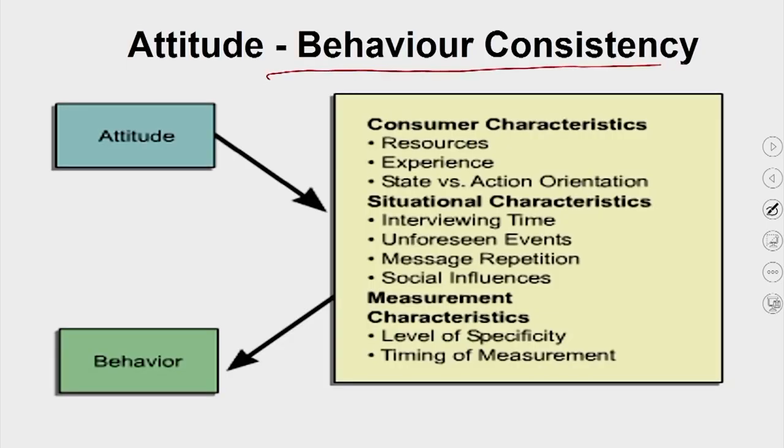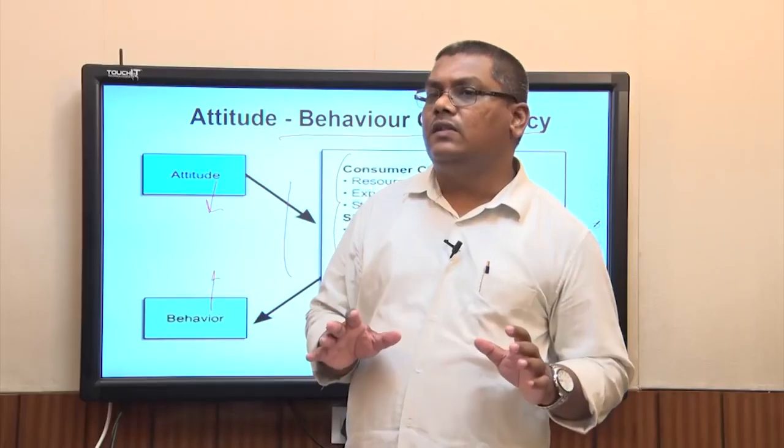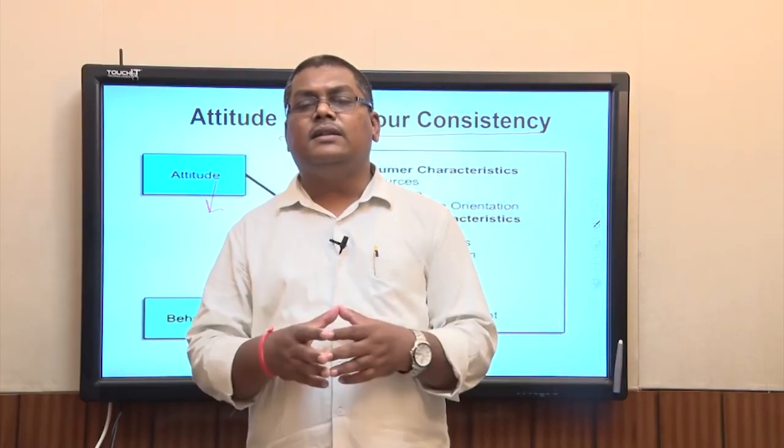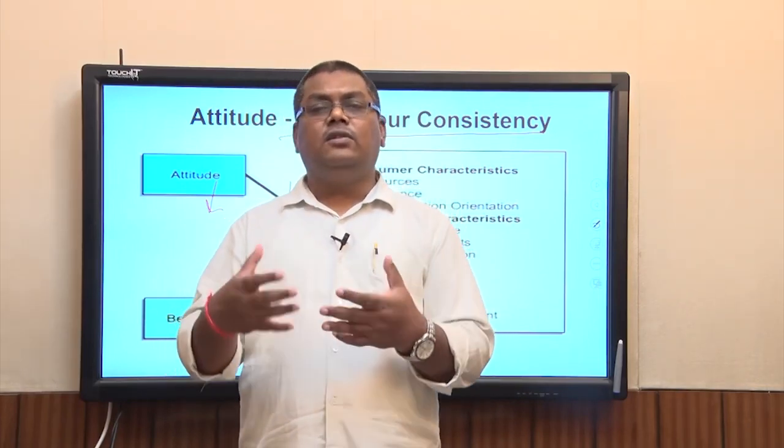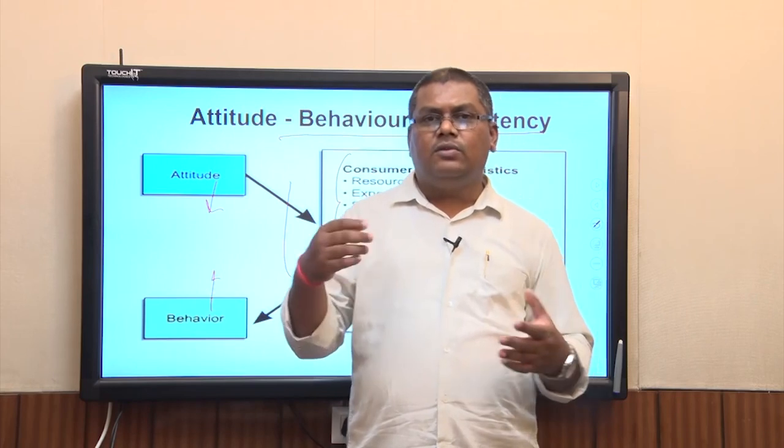So, if you look at the attitude behavior consistency, this is my attitude and this is my behavior, and these are the characteristics of the consumer, situation and measurement that define how the attitude behavior consistency actually works. Now, what we did in this class is we looked at certain models of attitude, and how these models predict attitude, right? And what are the factors? So how is attitude made and how can these attitudes be changed?